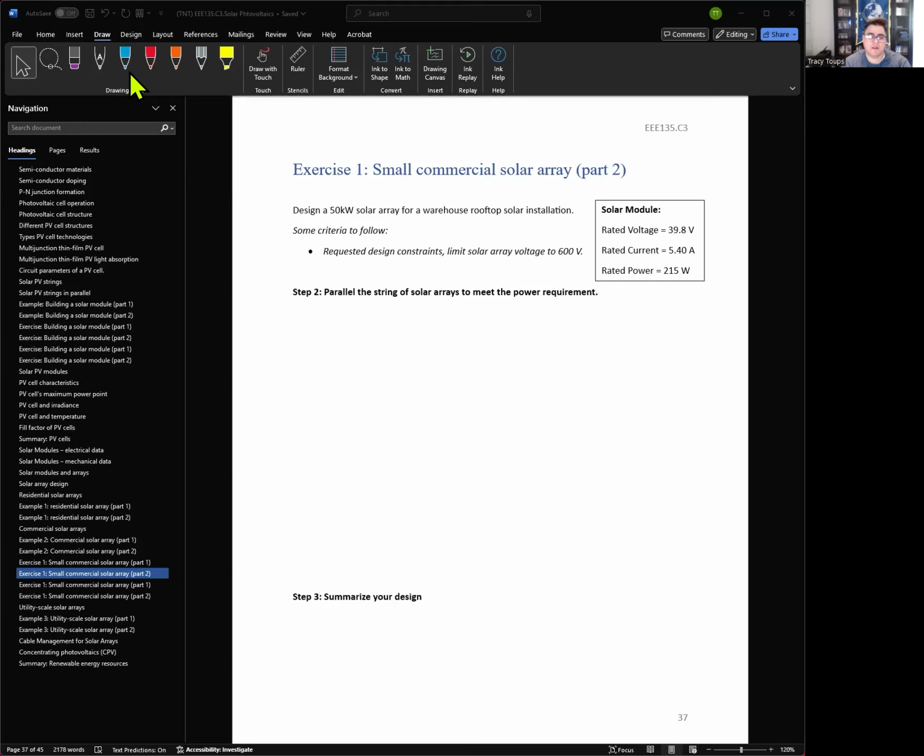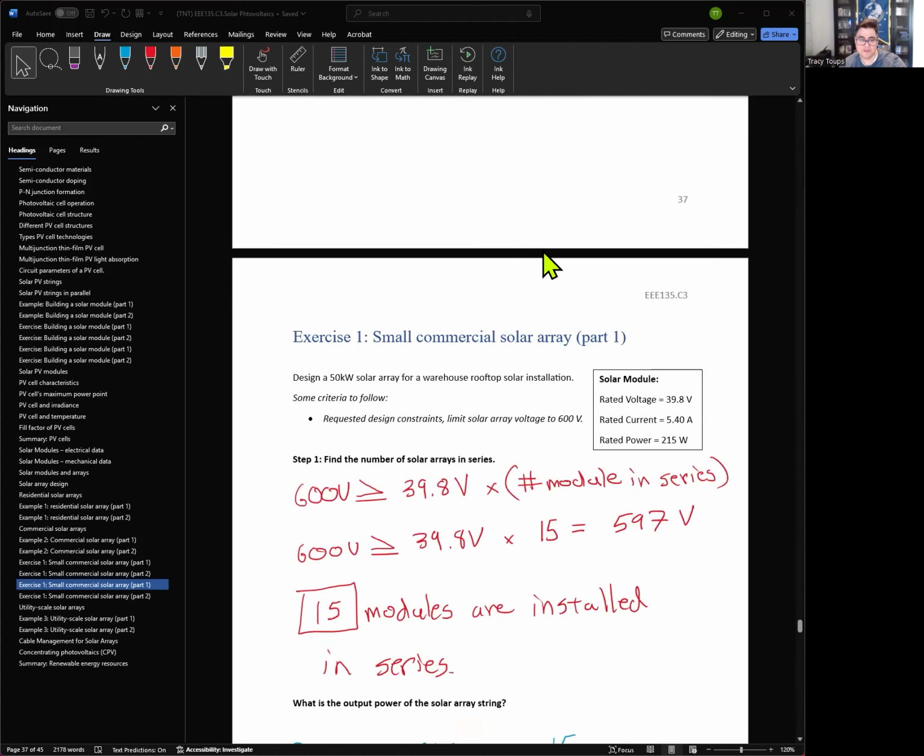All right. Oh, hello everybody. Welcome back to EEE 135, Chapter 3, Solar Voltaics. Here we're going to continue from our break. We were talking about an exercise where I wanted you to design a small commercial solar array. Design a 50 kW solar array in a warehouse rooftop solar installation. Make sure we stay at or below 600 volts and make sure we go above to meet our 50 kW power requirements. So let's see how we did it.